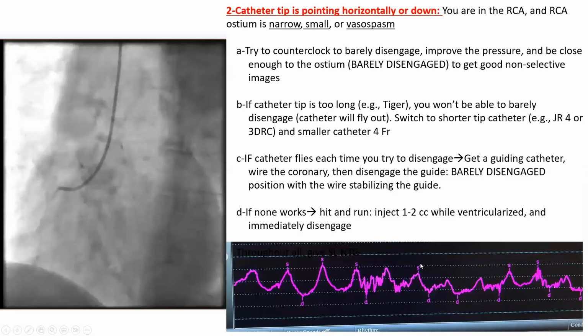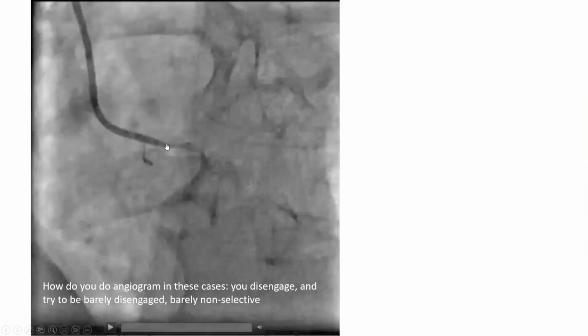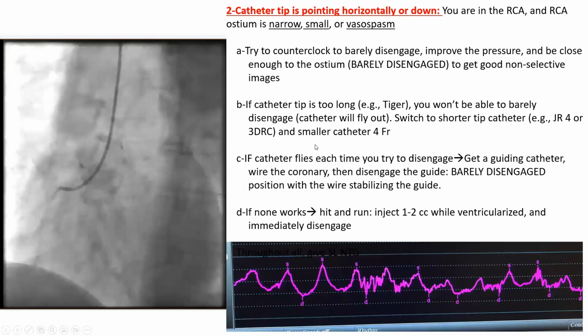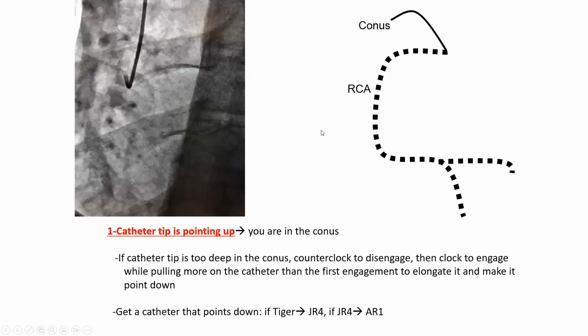And I explained in one of the talks how can you be barely disengaged? Sometimes you try to be something like this, but the catheter will fly out. You cannot maintain that subtle position, that fine position of barely engaged, barely disengaged. So what you can do in this case is you can get a guiding catheter, wire the coronary, then disengage the guide. The coronary wire will grab your guide, so much so that you can maintain a barely disengaged position with the wire stabilizing the guide. Okay? So that's the best answer, be barely disengaged.